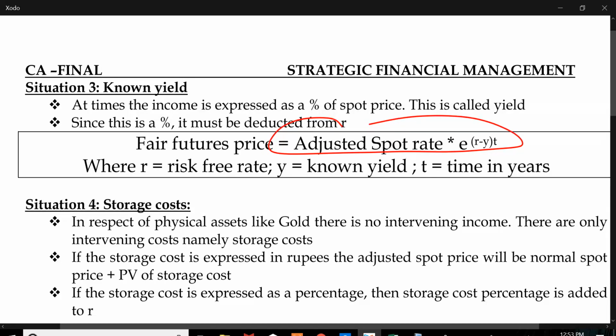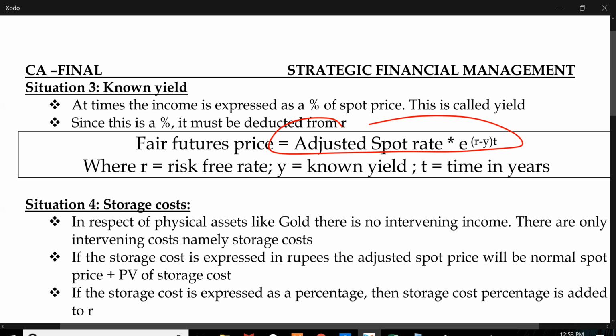If there are costs, what do we do if the storage cost is in rupees? For income in rupees, what do we do? Spot price minus present value of dividend income. If storage cost is in rupees, then it is spot price plus present value of storage cost. You will add the cost rather than deducting the income. If it's in percentage, then instead of R minus Y, it is going to be R plus S.